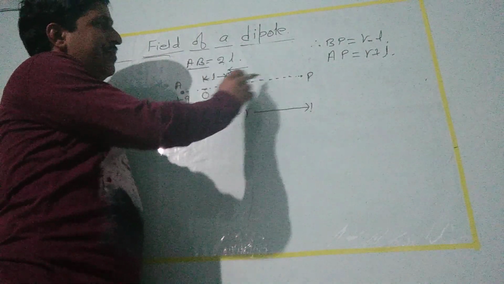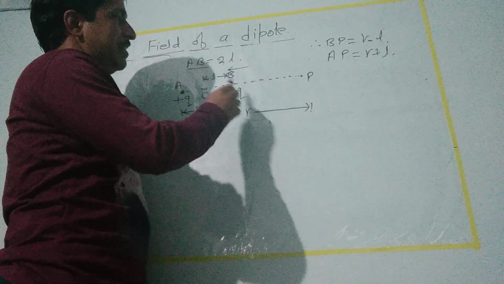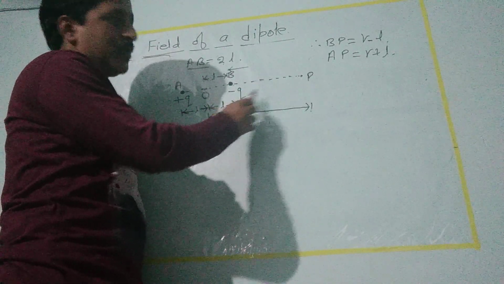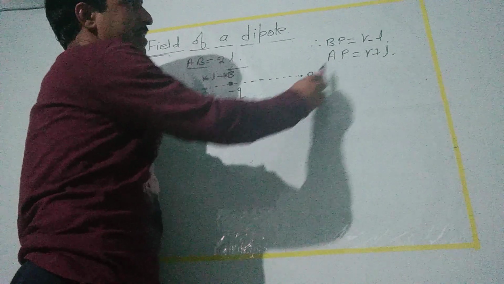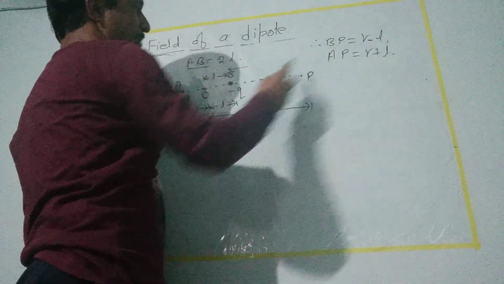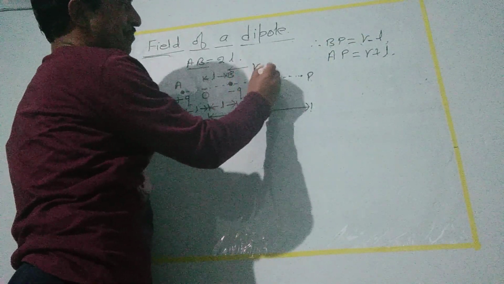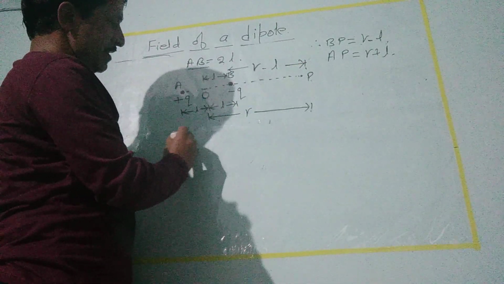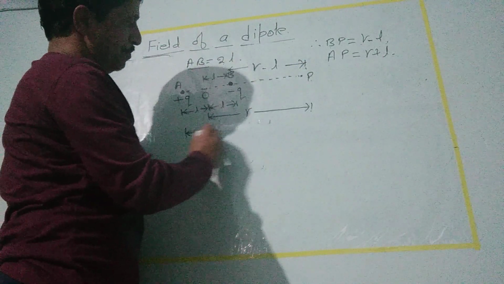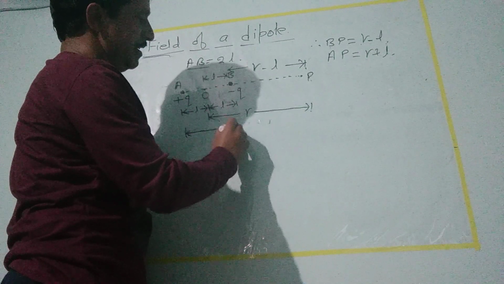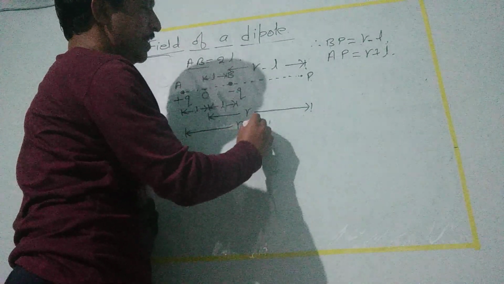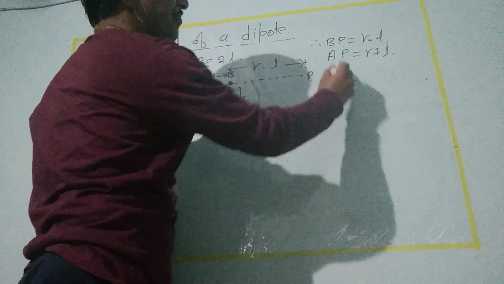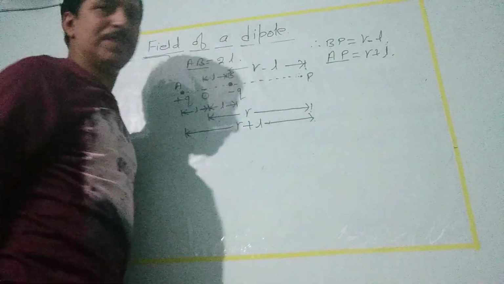We can see from the figure that the distance of minus Q from P is BP, which is equal to r minus L, and the distance of plus Q from P is r plus L, that is AP is r plus L.